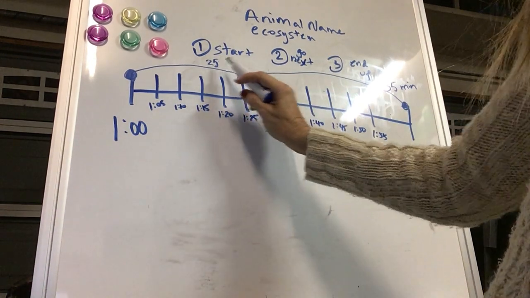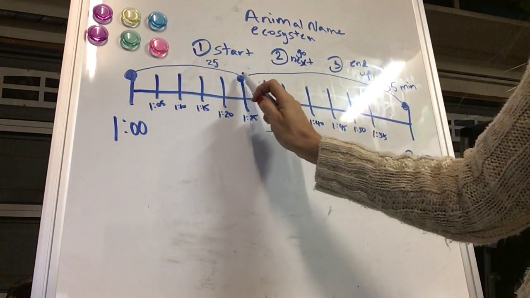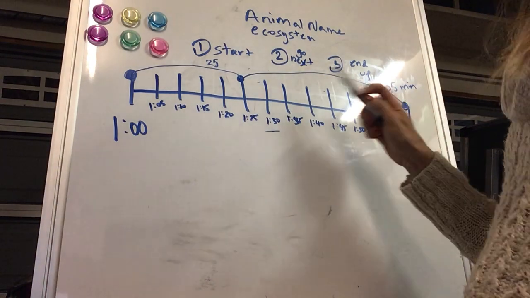So this is what I want you to label. That way I know that you understand that it took 25 minutes to get here and 35 minutes to get there. So that's what I want you to do.